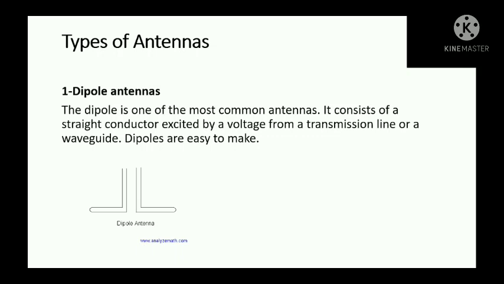Types of antenna. Antennas have four types. One, dipole antenna. The dipole is one of the most common antennas. It consists of a straight conductor excited by a voltage from a transmission line or a waveguide. Dipoles are easy to make. This is a figure of a dipole antenna.